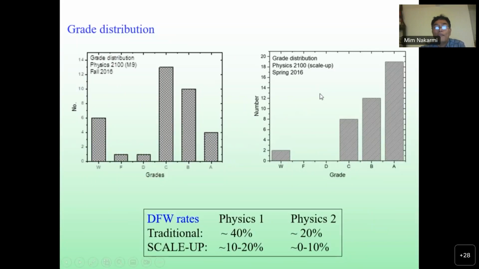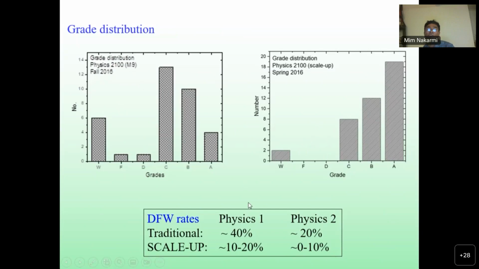Even here, scale up has a better grade distribution. If you look at it, there are more A's, a small number of B's, and even fewer C's. There were some withdrawals, W, and this one time there was no fail and no D. But in the other group taught by me, there were few A's, a little bit more B's, and lots of students who got C.